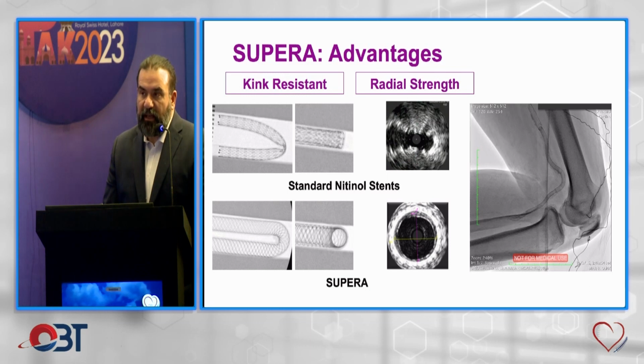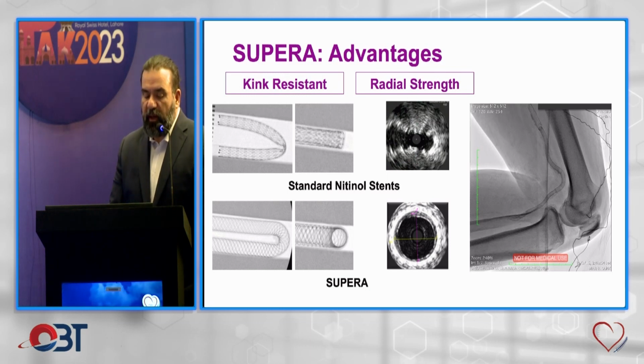It's a nitinol stent. Unlike other stents, the one on the top, for example, which is laser cut, the Supera is a braided tube. There are 6 strands of nitinol that are woven into a stent. This gives the stent a lot of flexibility, which is the property of the nitinol, but it also gives it a lot of radial strength, as you can see on the side there.